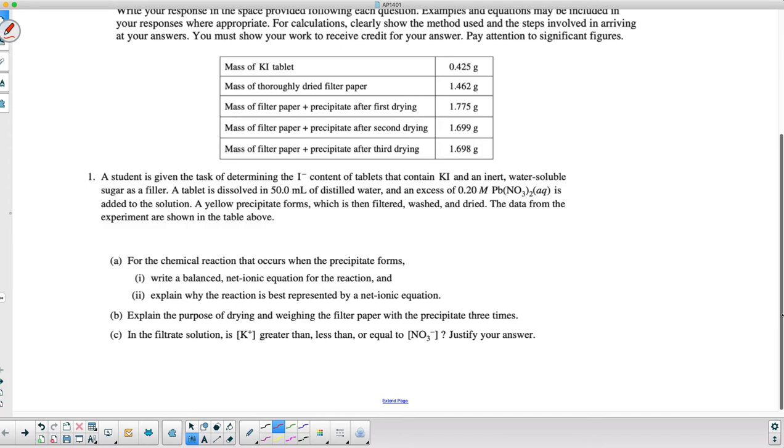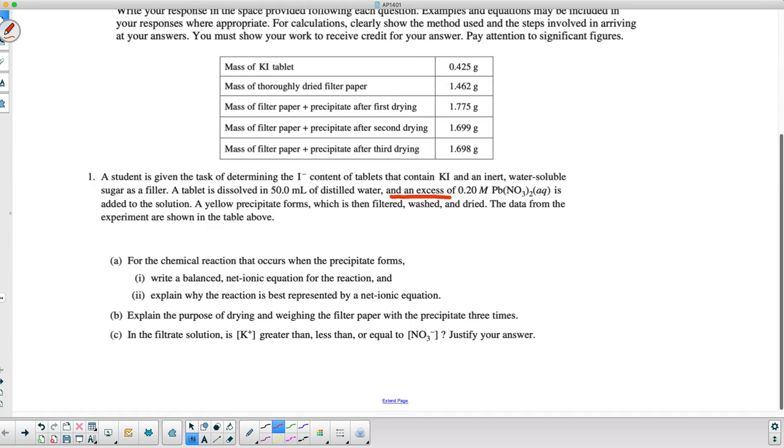A student is given the task of determining the iodide content of tablets that contain potassium iodide and an inert water-soluble sugar as a filler. The tablet is dissolved in 50 milliliters of distilled water, and an excess of 0.2 molar lead(II) nitrate solution is added to the solution. Okay, so an excess. So this is not a limiting reactant problem, which is good. A yellow precipitate forms, which is then filtered, washed, and dried. The data from the experiment are shown in the table above.